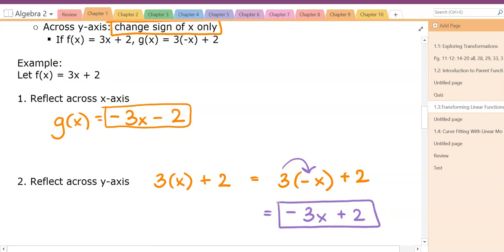You don't have to necessarily put the x in parentheses. If you can just see that you have to change the sign of that first term, just change the sign, but make sure that you leave the b, the number that's attached, alone. Don't do anything to that.